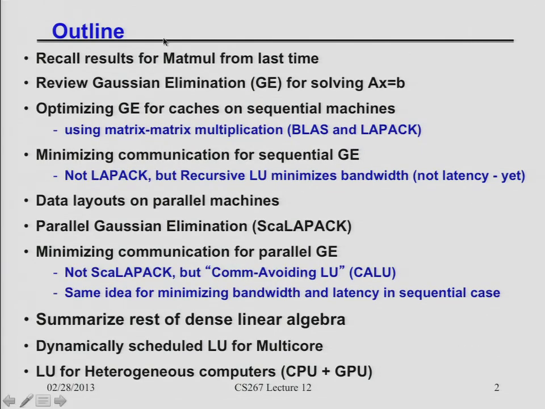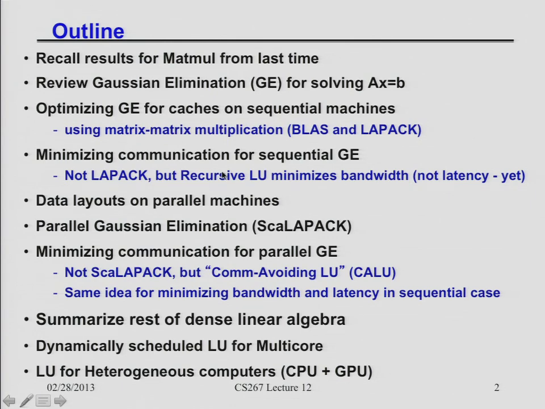I don't have to recall matrix multiply anymore. I just did that. I'm going to remind you of the sophomore version of Gaussian elimination and reorganize it to show you how you can spend all your time doing matrix multiply. It'll take a few slides just to remind us all of that. Then I'll tell you how to optimize Gaussian elimination in the sequential case. And then I will do the parallel case.